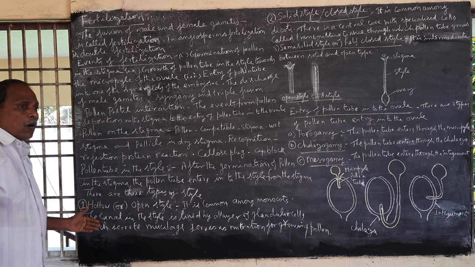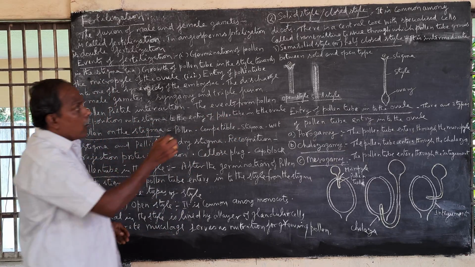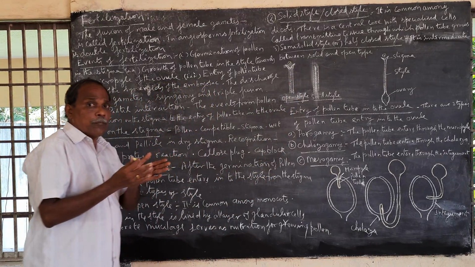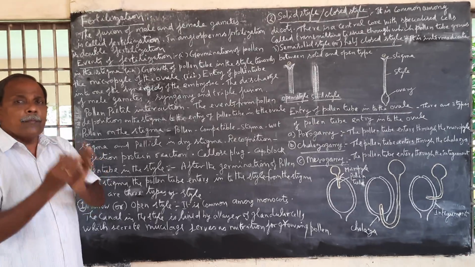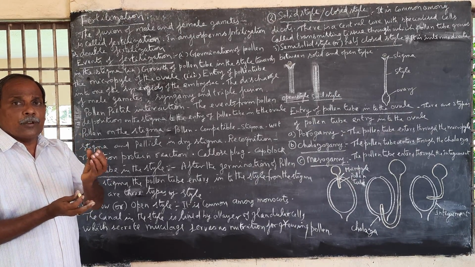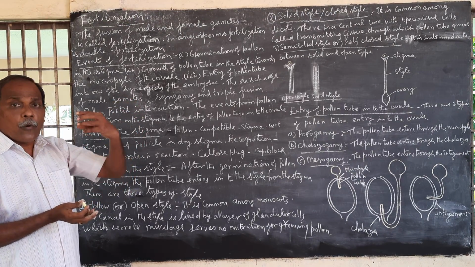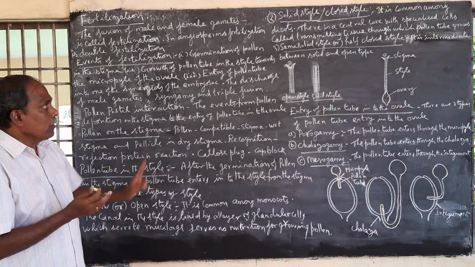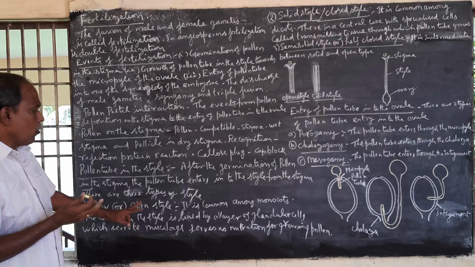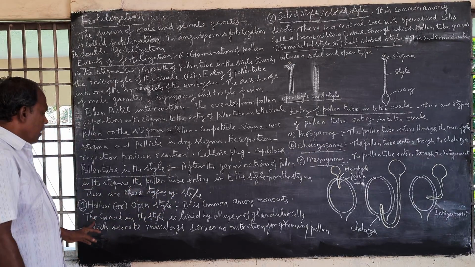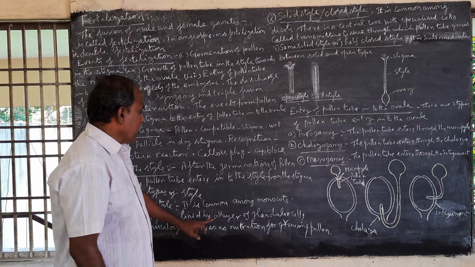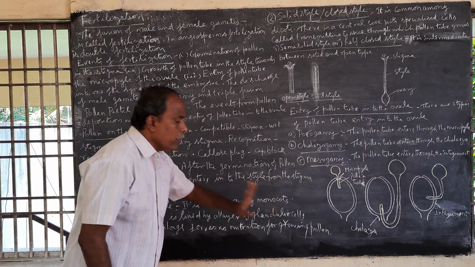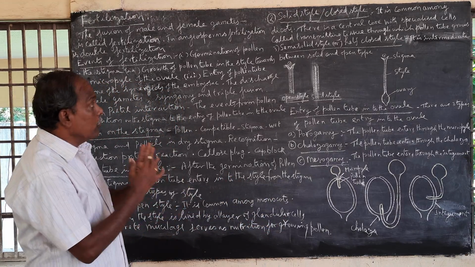Now what happens here? In the hollow style, there is a hollow cavity in the style which is lined by epithelium. This epithelium secretes mucilage fluid. This mucilage fluid allows the pollen tube to pass through and grow. That's what hollow style or open style is. It is common among monocots. The canal in the style is lined by a layer of glandular cells which secrete mucilage, which serves as nutrition for the growing pollen tube.